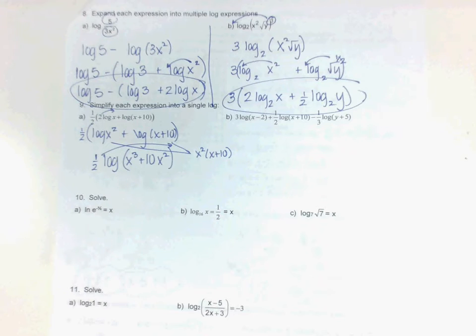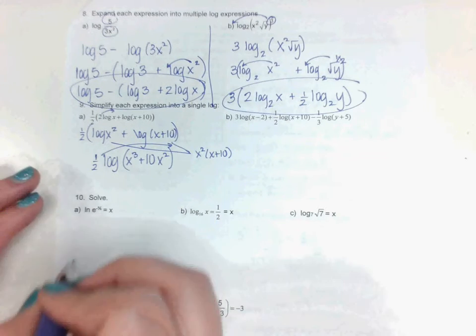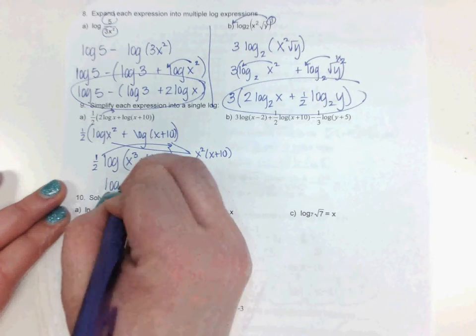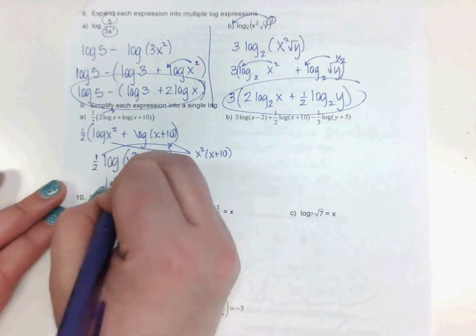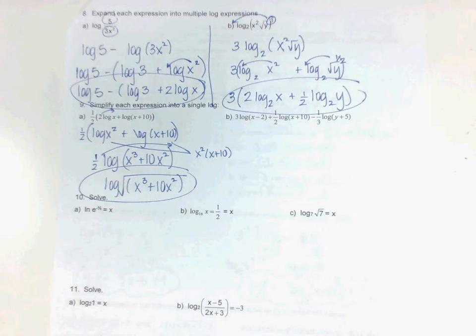And when a 1/2 moves up to be an exponent, what does it turn into? Square root. Okay? So step 1, I move the squared up, the little 2. Step 2, I multiply to combine to a single log. And then step 3, I'm going to bring that 1/2 up, which is going to turn into a square root. So your final answer would be this. Log of x cubed plus 10x squared inside a square root. Okay.